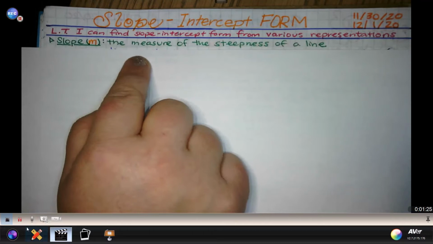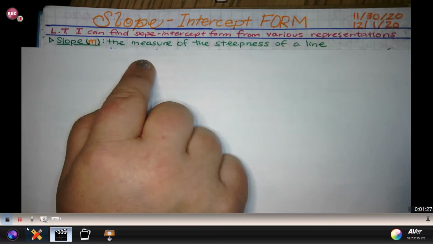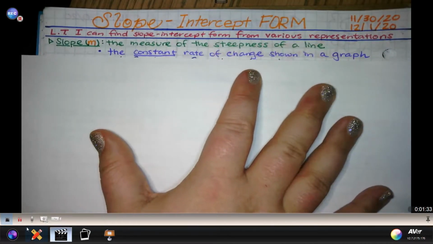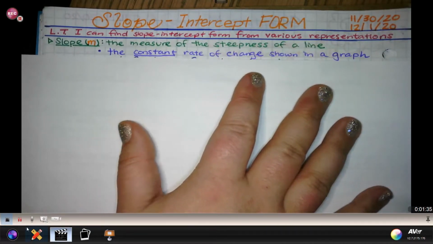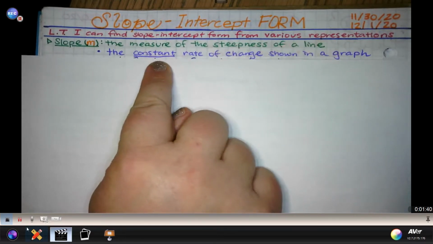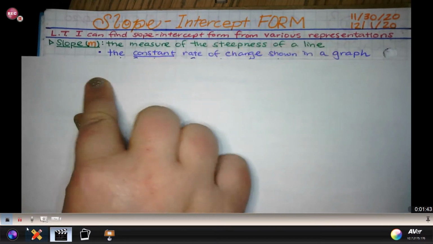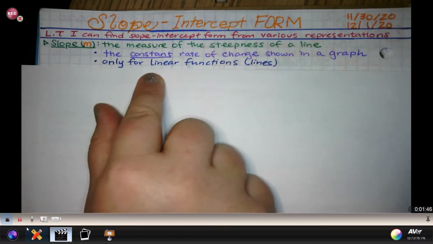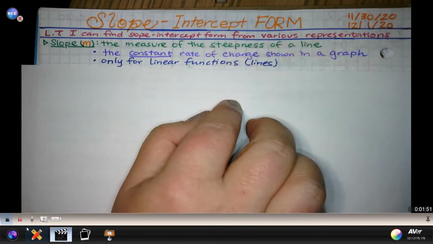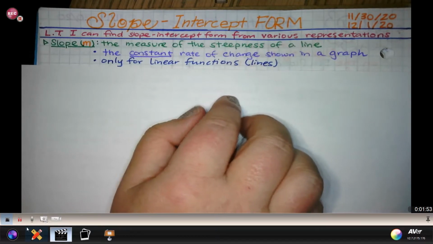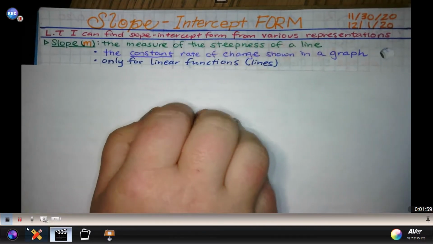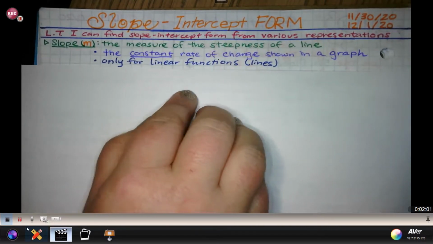And now you should be going, oh, we've used steepness of a line before or talked about it, and that's because it is related to rate of change. It is the constant rate of change shown in a graph or a situation. So constant, it can't be changing all the time for it to be slope. And lastly, that it's only for linear functions, meaning lines. So if it's a curve, there is no slope. Okay, has to be a line because remember, constant rates of change form lines. Okay, so that's all connected. It's just taking it a step further than the last topic.